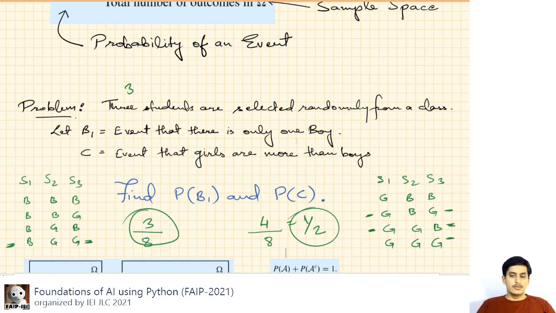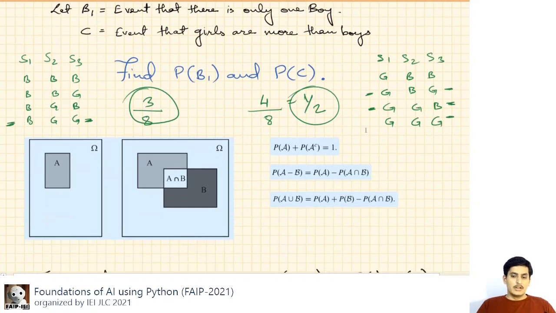Is it clear? Anyone who couldn't understand this, or is there any doubt? Great. Let's move ahead.